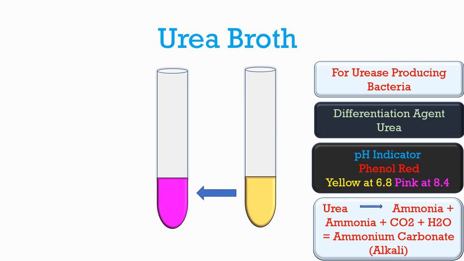The ammonia combines with carbon dioxide and water to form ammonium carbonate, which turns the medium alkaline, changing the color of the media and colonies from yellow to pink.